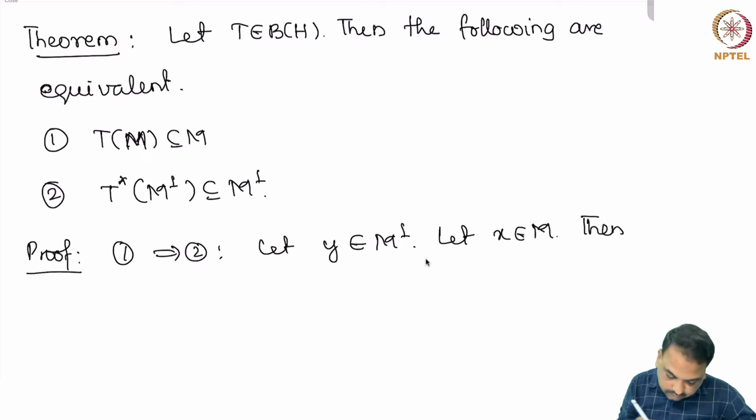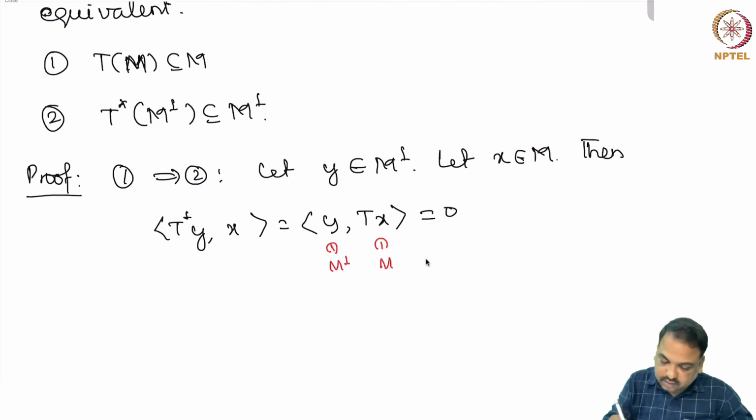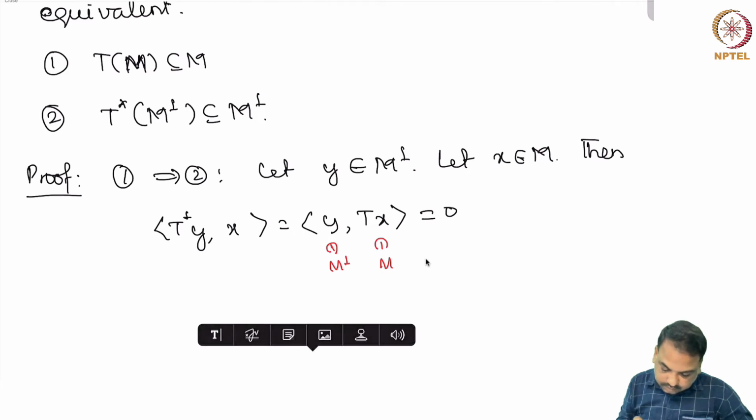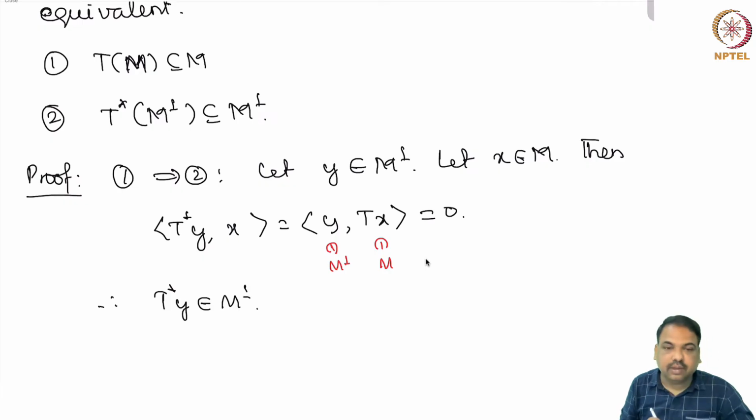Then the inner product of T star Y with X is nothing but the inner product of Y with Tx. Now Tx is in M because M is invariant under T. So this is 0, because Y is coming from M perp and Tx is coming from M. Therefore T star of Y is in M perp.